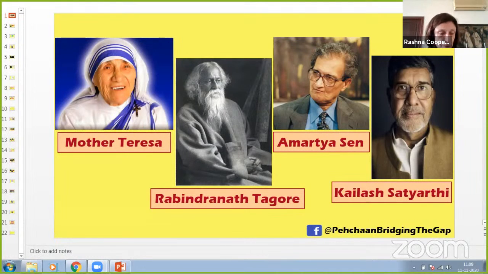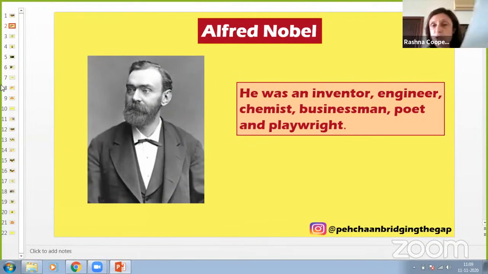Next slide, please. So what is this Nobel Prize? For the last two sessions, I've been saying Nobel Prize, Nobel Prize, Nobel Prize. But what is this Nobel Prize? Here we have a picture of this person, Alfred Nobel. He was an inventor, an engineer, a chemist, a businessman. But please also understand, he was also a poet and a playwright.